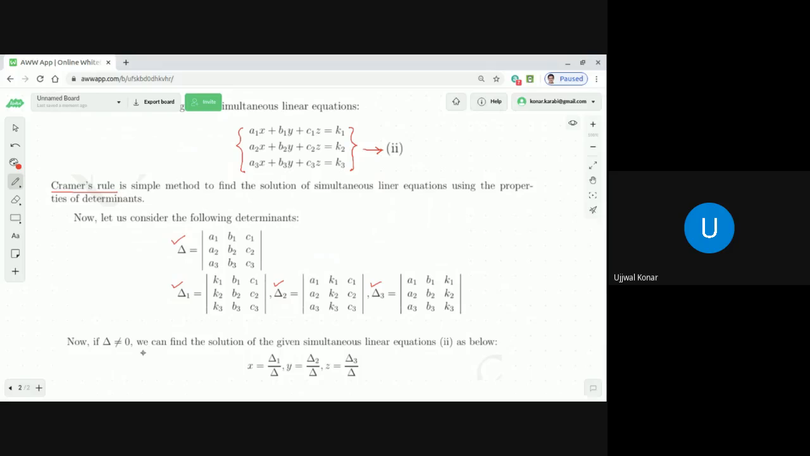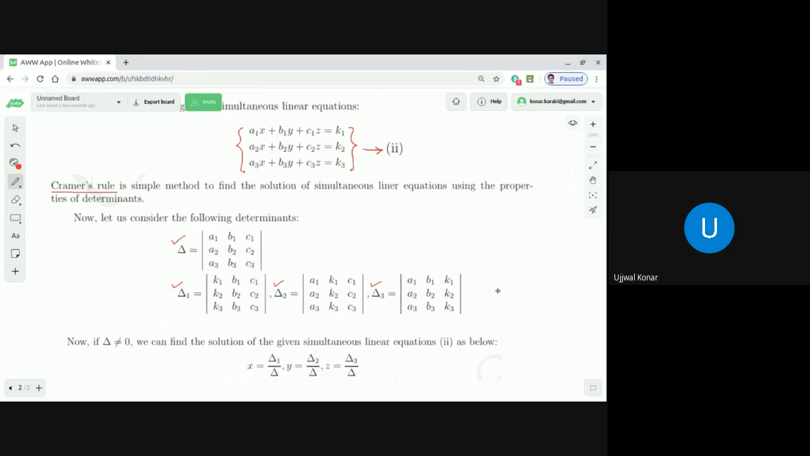Now, if delta is not equal to 0, then we can find the solution to the given simultaneous linear equations as x is equal to delta 1 by delta, y is equal to delta 2 by delta, and z is equal to delta 3 by delta. As simple as that. This is the way we can find the solution to the system of linear equations using the determinant method known as Cramer's rule.